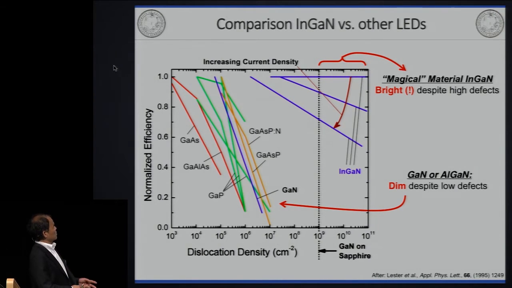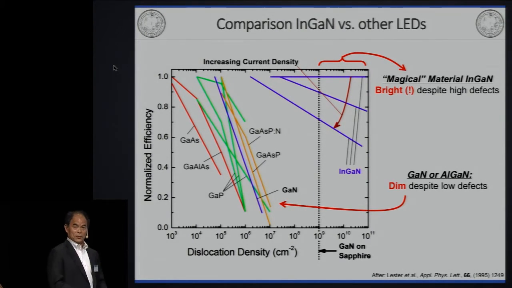Initially, red LED means gallium aluminum arsenide. People use this material, gallium aluminum arsenide, to make red LEDs. You can see in this case, if dislocation density is more than 10 to the third, efficiency becomes smaller. So due to this reason, in the 80s and 90s, all scientists thought dislocation density should be less than 10 to the third. But in the case of gallium nitride on sapphire, always due to lattice mismatch, dislocation density is 10 to the ninth. Still 10 to the ninth.